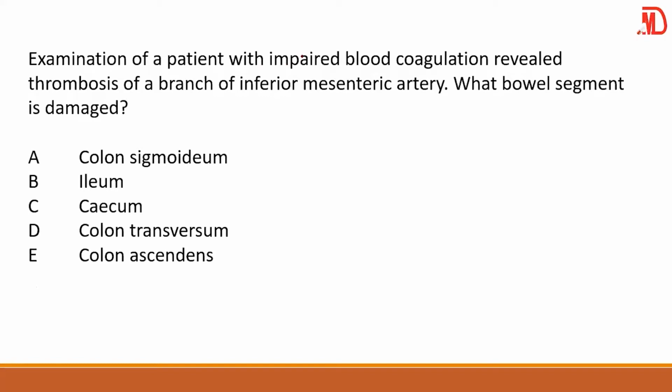Examination of a patient with impaired blood coagulation. When we say impaired, that means inability to coagulate blood or inability to clot. Okay, so they are saying that examination of a patient revealed impaired blood coagulation, which revealed what? Thrombosis of a branch of the inferior mesenteric artery. Inferior mesenteric artery. What bowel segment is damaged?